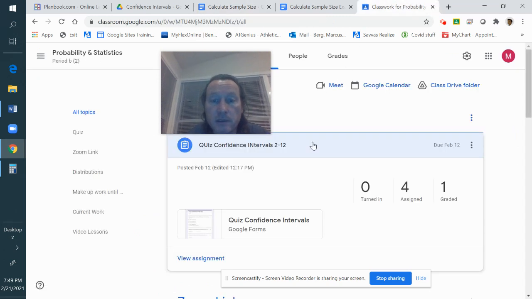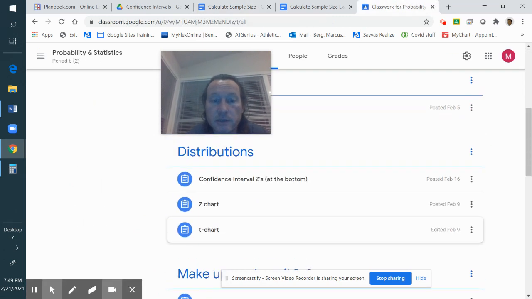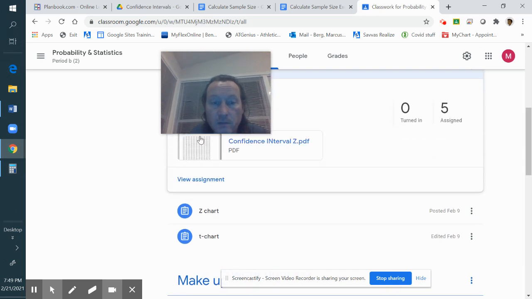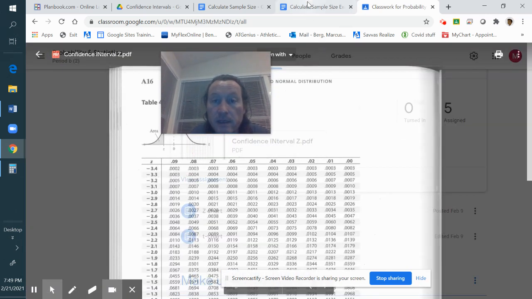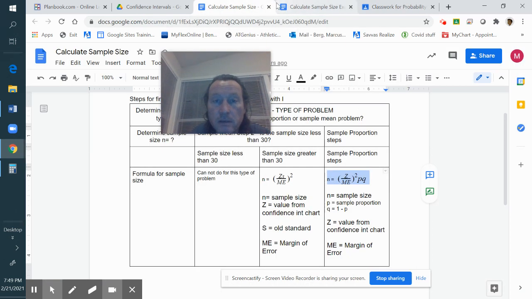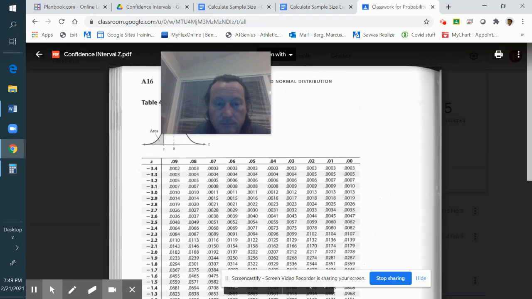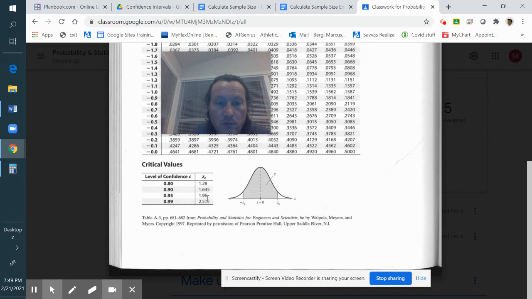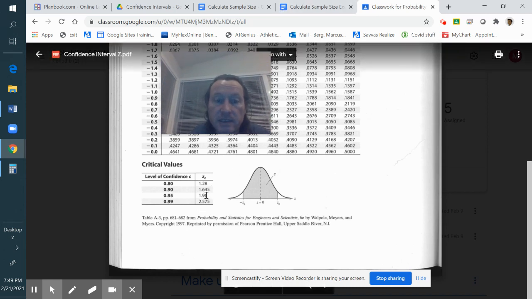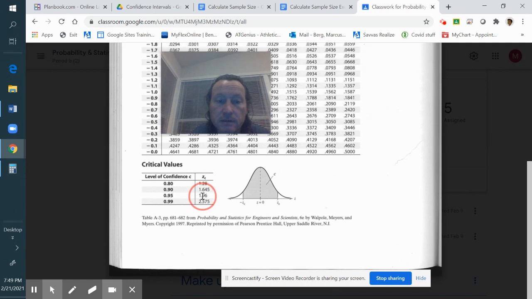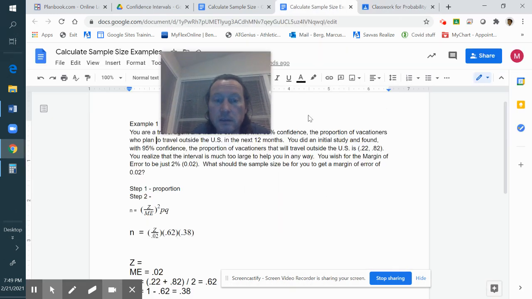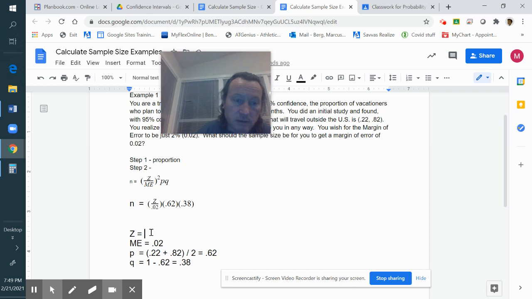So I'm going to go to classwork. I'm going to look at my distributions. I want the confidence interval Z's, which are at the bottom. And it said we wanted 95%, which is 1.96. You see that down here? 1.96, 95%. So basically, we just find them. You have the formulas on that one page in your notes. And then we're just going to have to grab a calculator.